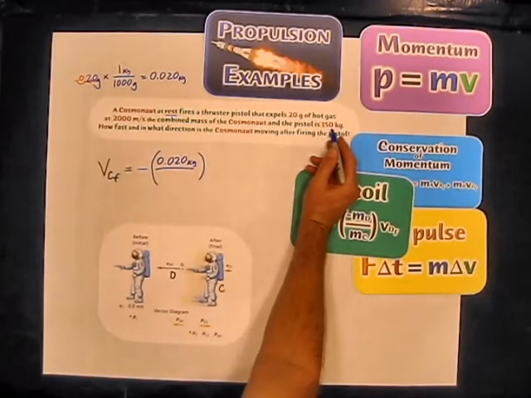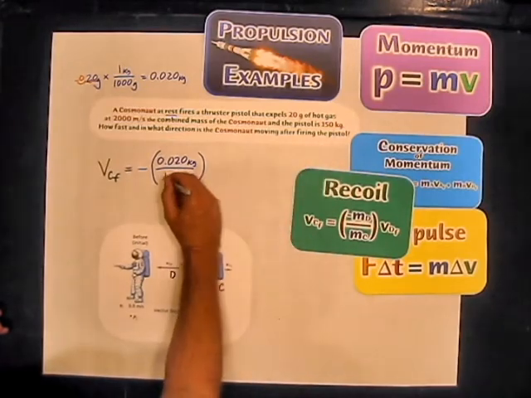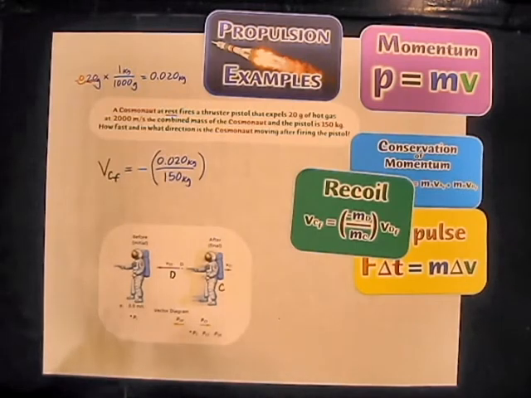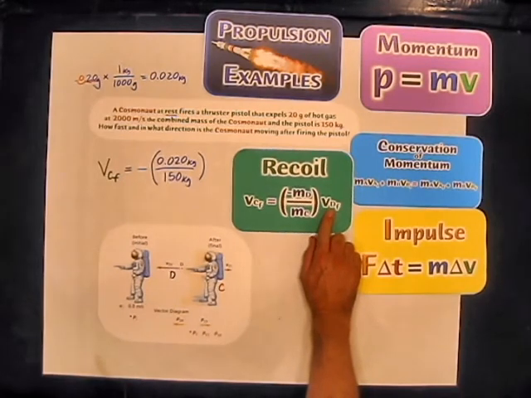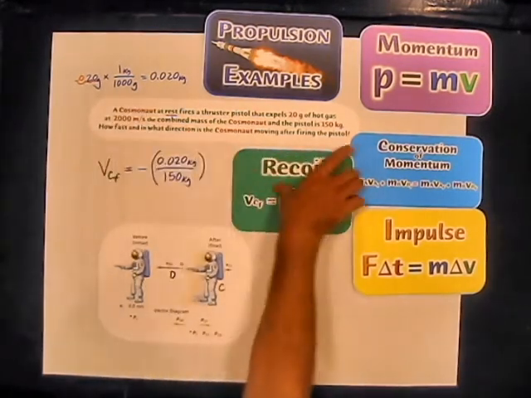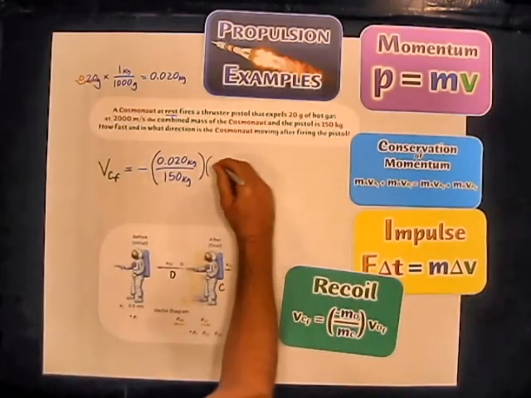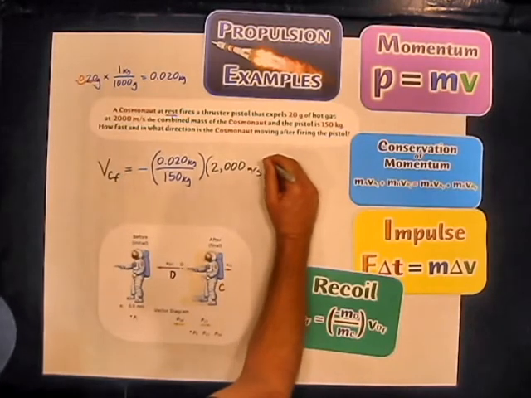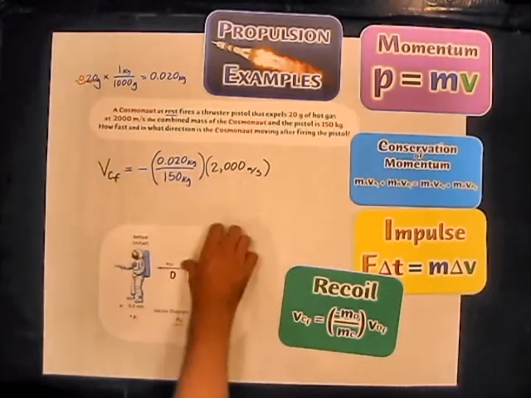And then the other mass, the mass of the cosmonaut and the pistol, 150 kilograms, goes on the bottom. And then do we know the velocity? Do we know the velocity of the hot gases? Okay. Yes, we do know that. And that is 2,000 meters per second. That just sounds fast, right? So then if we just multiply these all together, it should come out correctly.